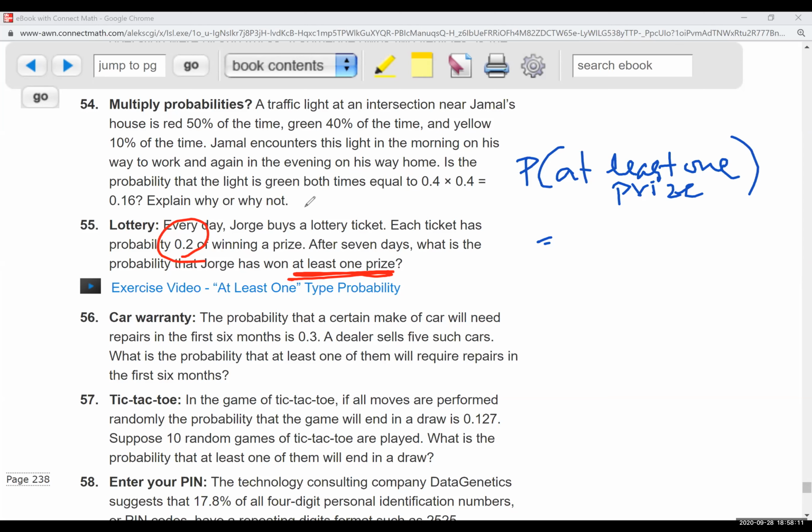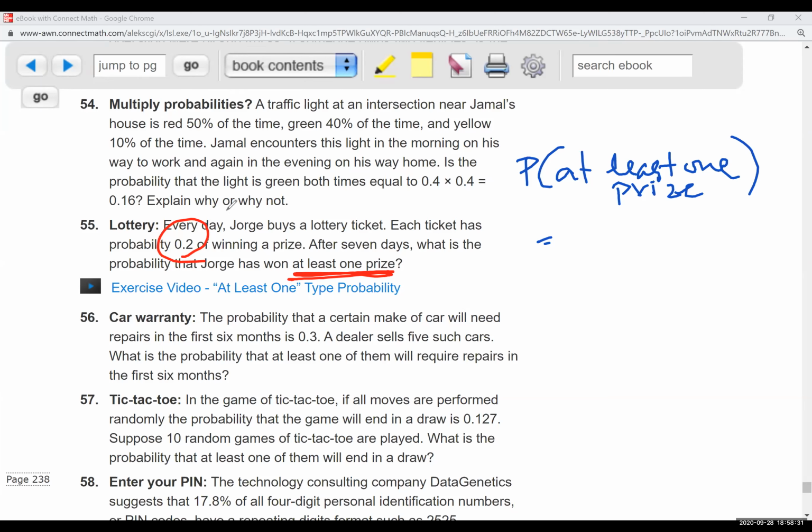It was actually Chelsea who got the correct answer. How did you get that? Since it's at least one, I subtracted 0.2 from one, so I got 0.8. And then I did 1 minus 0.8 to the 7th degree. Yes, very good. That's it.